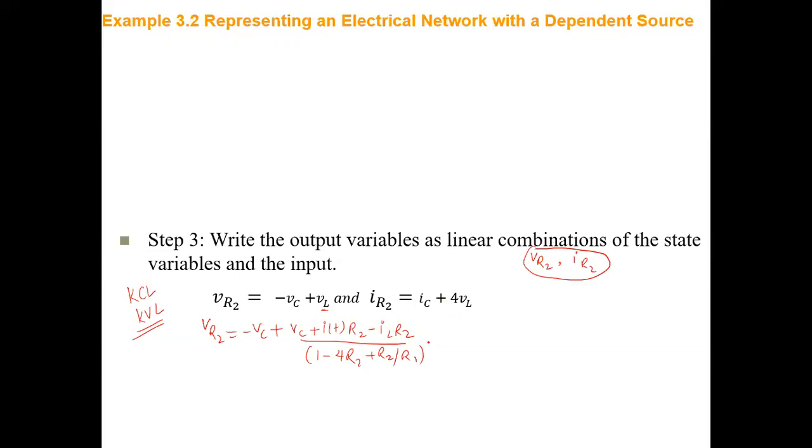So now let's simplify this guy. How do I simplify it? Well, let's see. So this is delta. I can call delta, right? So minus, let me rewrite in the delta form. So let me rewrite, otherwise it might be confusing. So BC over delta plus IT R2 over delta minus IL R2 over delta.